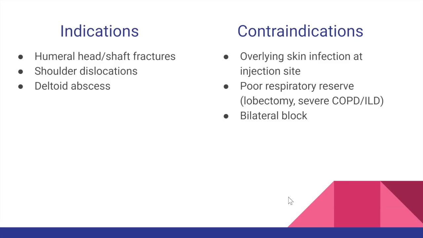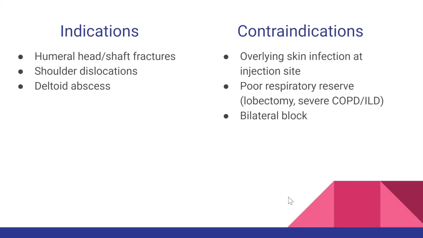And that's because when you are blocking the brachial plexus, there is a good chance that you're going to have involvement of the phrenic nerve, which will cause paralysis of half of your diaphragm. In a normal healthy patient like JFK, that's not going to be an issue. But your patients who've had a lobectomy, have severe COPD, just in general have very poor respiratory reserve, this is probably not a great option for them.